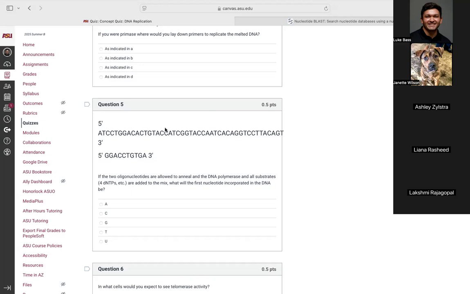Yeah, this is the question that somebody was asking about yesterday. This one I've been through a couple times. It's a pain. This just feels like an incomplete question. If the two oligonucleotides are allowed to anneal, who was paid to actually write these questions? The two oligonucleotides are allowed to anneal to what? Okay. And the DNA polymerase and all substrates are added to the mix. What will the first nucleotide incorporated be?